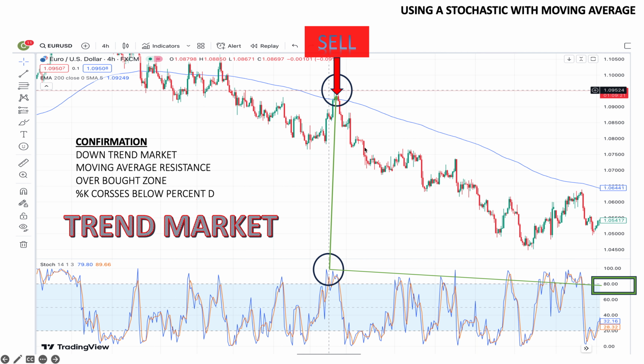So when you see you're in an 80% zone, and then you look and see that the percentage K crosses the percentage D downwards, you can know that it is time to take your sell. So you get your entry position and you ride the wave, and you ride it till you get to whatever profit, or 1-to-2 ratio, or 1-to-3 ratio, or 1-to-5 ratio. It all depends on your trading strategy.